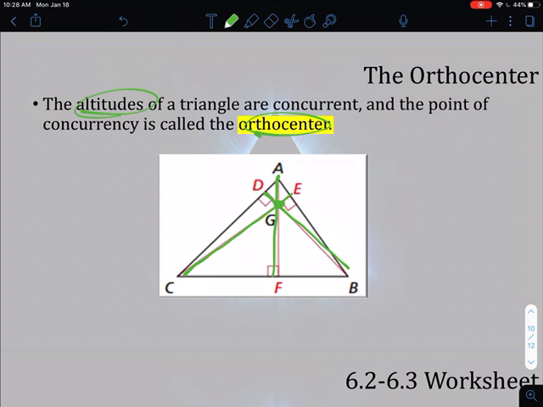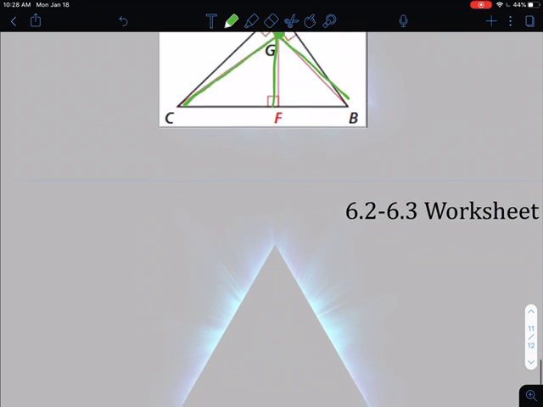Now, as far as orthocenters are concerned, there's really nothing special. The centroid had a specific relationship. The incenter and the circumcenter had relationships. The orthocenter is just something we need to be able to identify. So altitudes and orthocenter always go together.